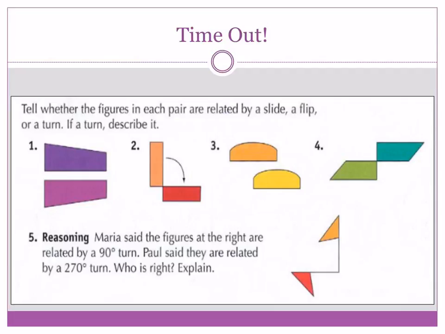We have several figures here. They're all isometries, and we're going to describe how they have gone from one of the images, the pre-image, to the image. Tell whether the figures in each pair are related by a slide. That's the same as a translation, remember. A flip. That's the same as a reflection. Or a turn. That's the same as a rotation. If it's a turn or a rotation, you have to describe how. You know, is it moved clockwise or counterclockwise and how many degrees?